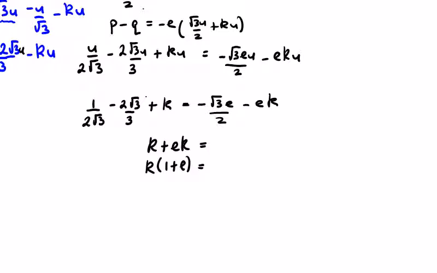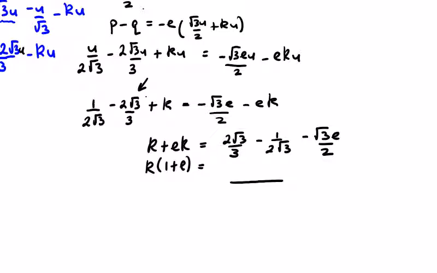we'll bring the negative one over, make it positive first, so it's going to be this guy, 2 root 3 over 3 minus 1 over 2 root 3, and then we're going to have minus root 3e over 2. 5 terms. So simplifying the first two, maybe just simplify these as a single fraction, the first two.